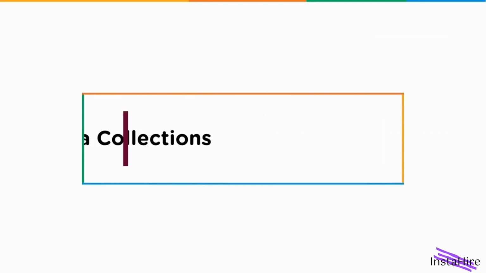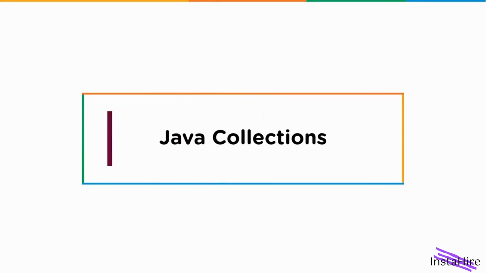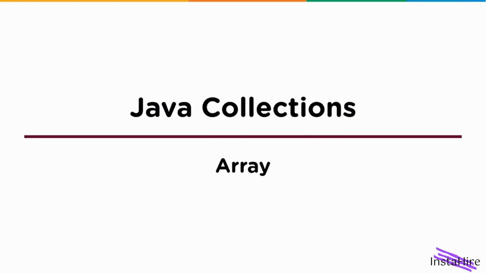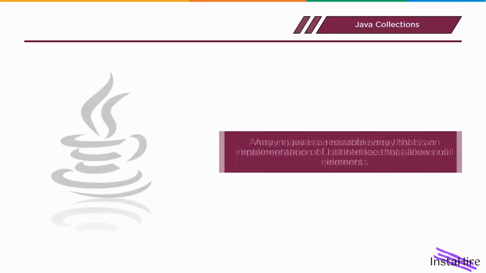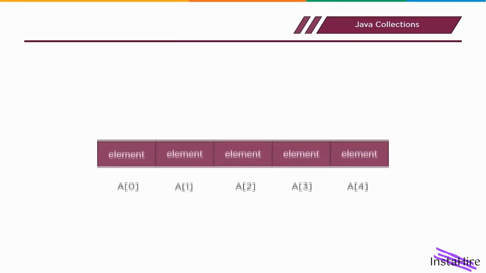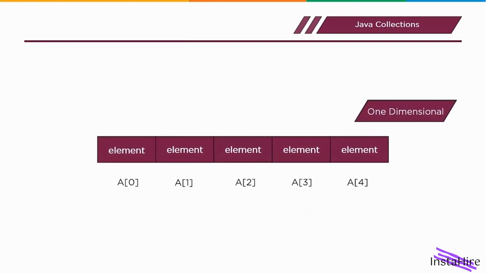Now, followed by the methods, we have the next crucial concept in this Java tutorial, that is the collections in Java. The first one is the array. Java collections are also known as data structures in other simplified terms. So the first Java collection that we are going to study is the array. An array in Java is a resizable array that is an implementation of the list interface that allows null elements as well.